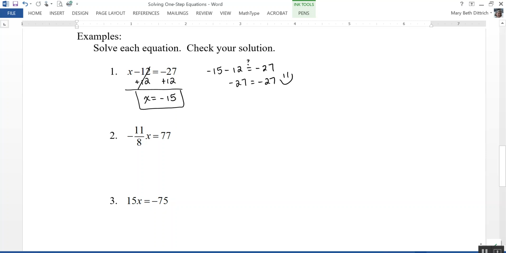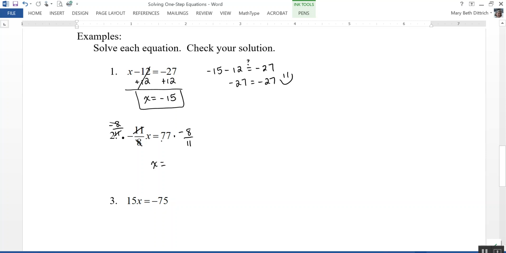In my next equation, I have negative 11/8 times x equals 77. Notice that x is being multiplied by negative 11/8, but I really don't want to divide by that fraction. Remember that dividing by a fraction is the same thing as multiplying by its reciprocal. So I'm going to multiply both sides of the equation by negative 8 over 11. And what this gives me is a 1 over here because negative 8 divided by negative 8 is 1. 11 divided by 11 is 1. So I'm left with just an x here.